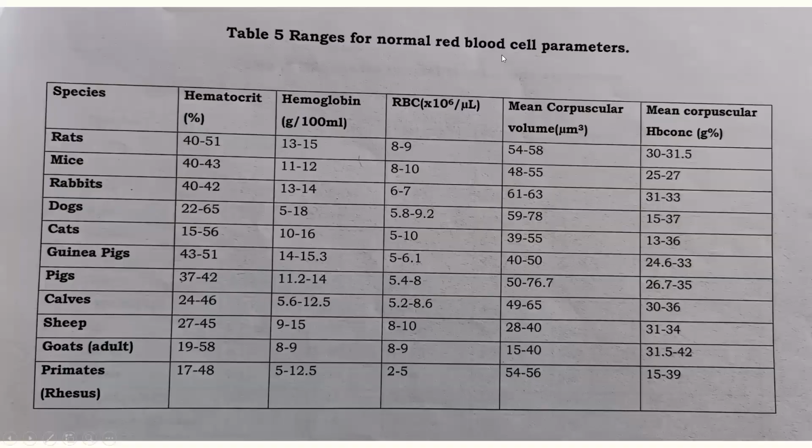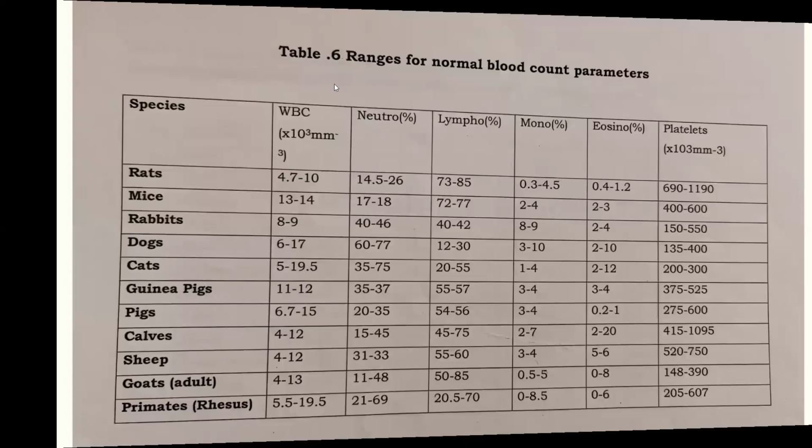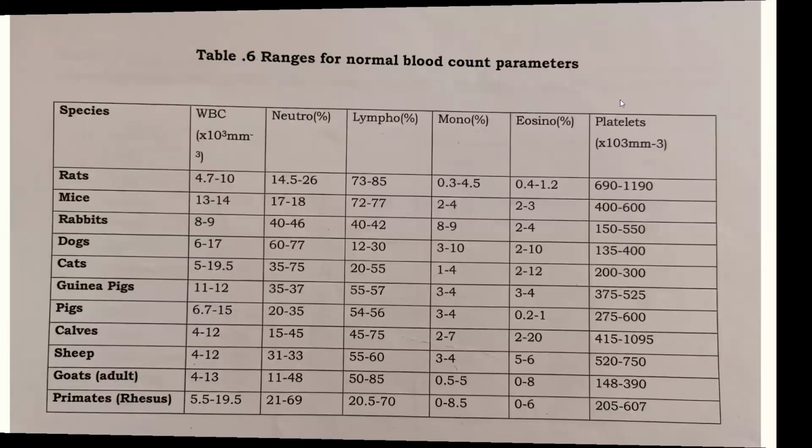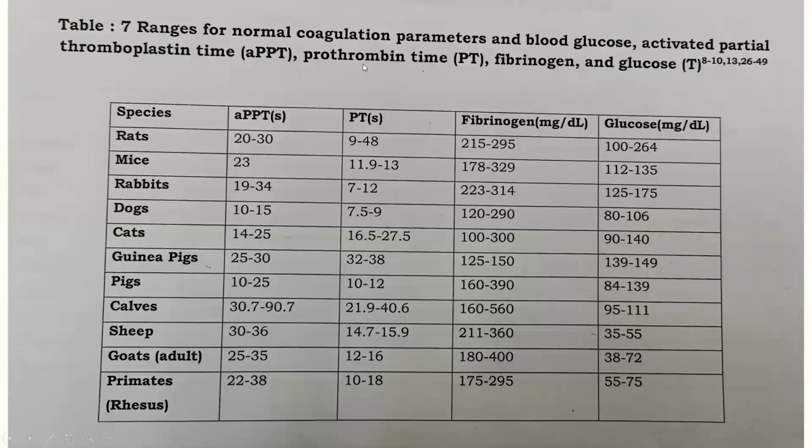Then these are the normal ranges of blood cell parameters like hematocrit, hemoglobin, RBC, mean corpuscular volume, and mean corpuscular hemoglobin concentration. These values are usually helpful in doing any type of study. Then these are the ranges of normal blood count parameters like WBC, neutrophil, lymphocyte, then monocyte, eosinophil, platelets, all these things. These are the ranges of normal coagulation parameters and blood glucose: activated partial thromboplastin time, prothrombin time, fibrinogen, and glucose parameter.